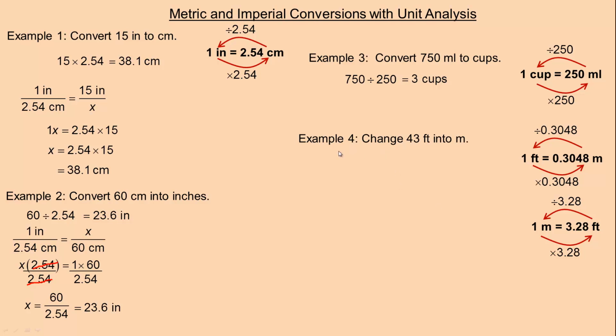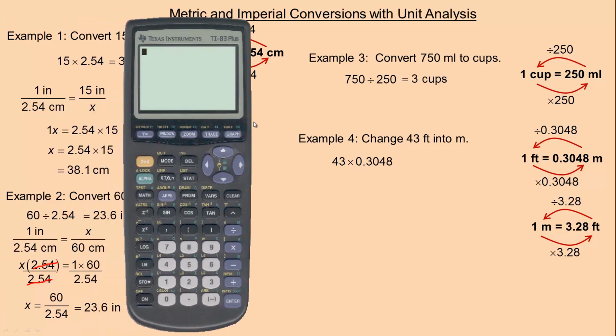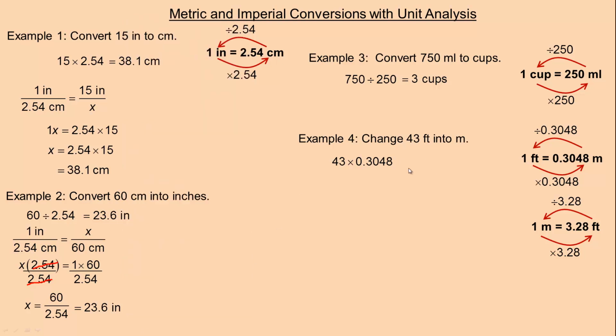So I'm going to do both of these here. For the top one, I'm going to use the 0.3048 conversion factor. I'm going feet into meters, so I'm going to follow this arrow and multiply by 0.3048, which gives me 13.1. So that'd be 13.1 meters.